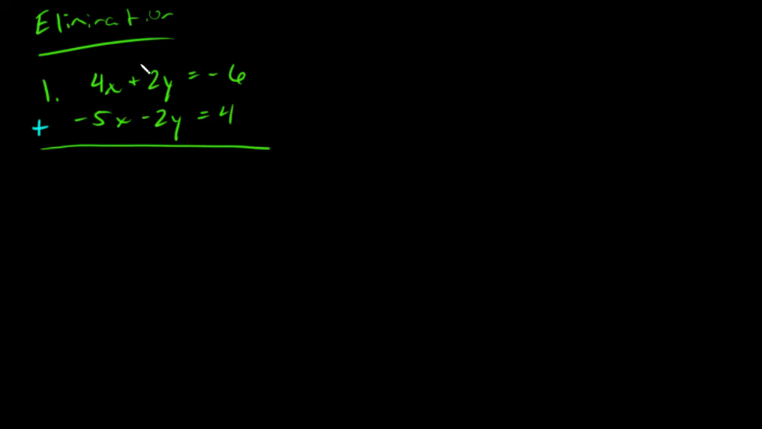In this case, a positive 2y and a negative 2y will cancel, and you will get no y's, and you will get negative 1x equals, add down, negative 2. And now you solve for the variable. You solve for x. So divide by negative 1, divide by negative 1, and you get x equals positive 2.